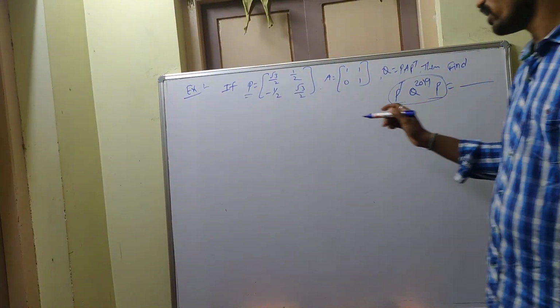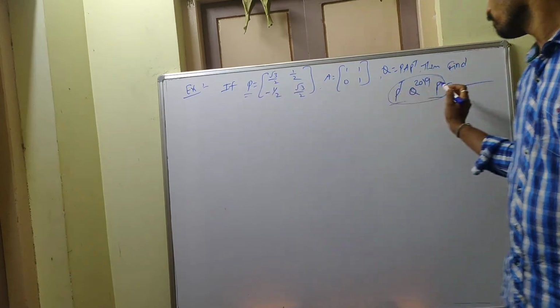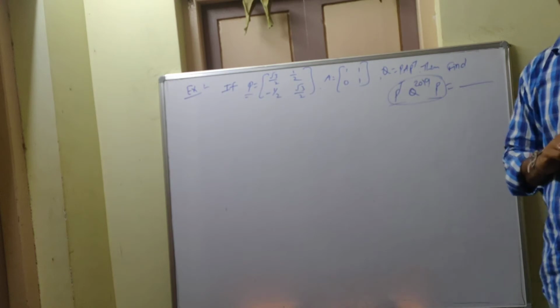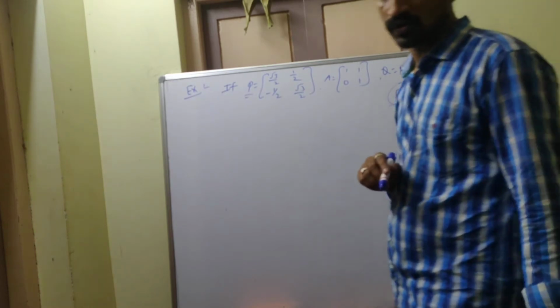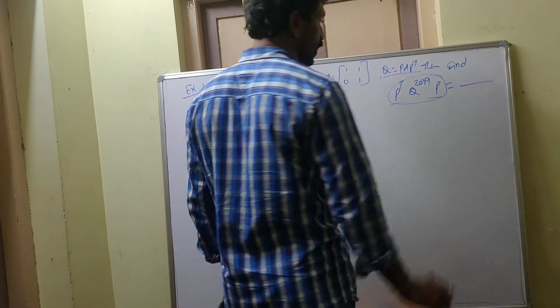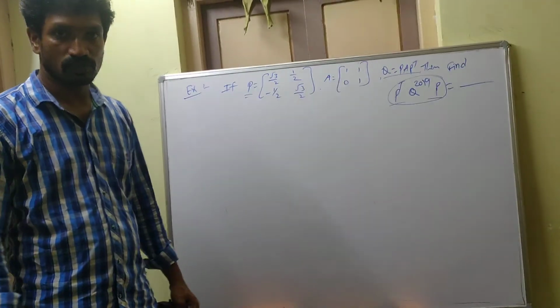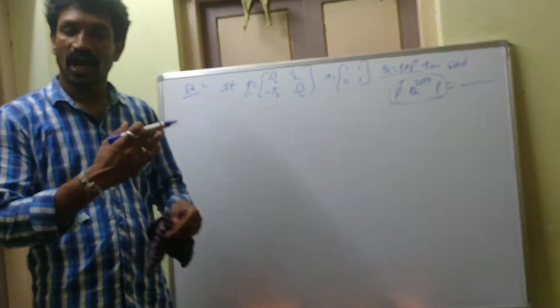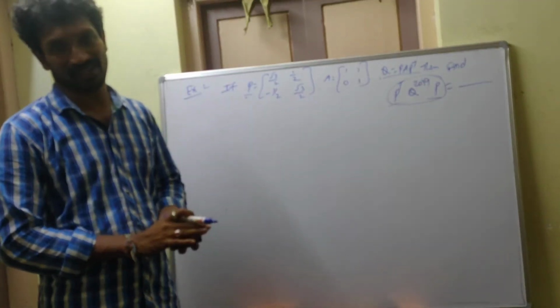To find this one, they have given P directly, and indirectly P transpose. They didn't give Q power 2019. To find Q power 2019, they gave one more condition, that is Q is equal to P A P transpose. Directly we cannot find out Q power 2019. First we have to find out Q square, Q cube, Q power 4. After that we have to generalize.